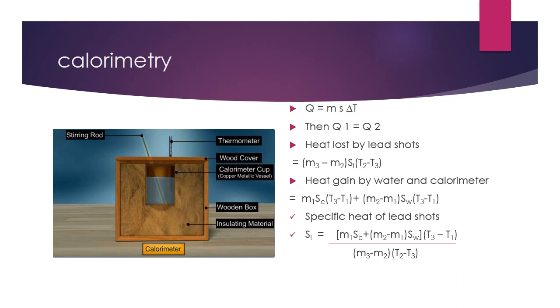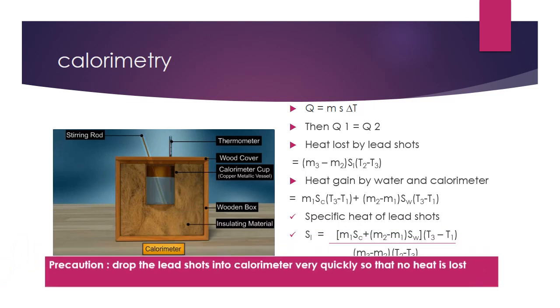Then heat gained by the water and calorimeter is m1 SC into (T3 minus T1) plus (m2 minus m1) into SW into (T3 minus T1). Then what you have to find out? Specific heat of the lead shots, that is SL, is equal to [m1 SC plus (m2 minus m1) SW] into (T3 minus T1) divided by (m3 minus m2) into (T2 minus T3). Why? Because we rearranged, because we want to calculate the value of SL.